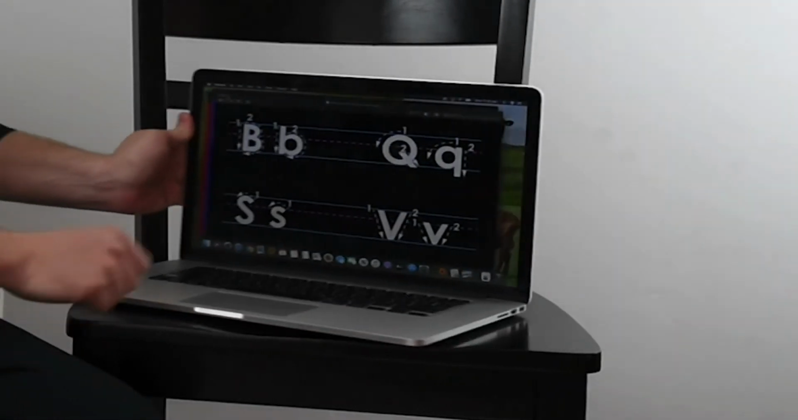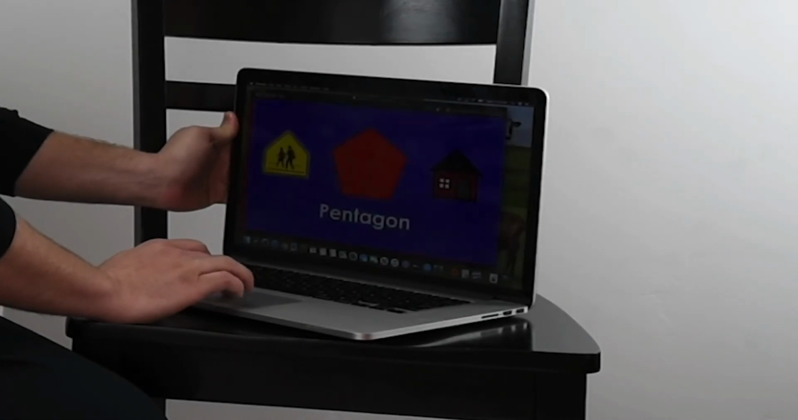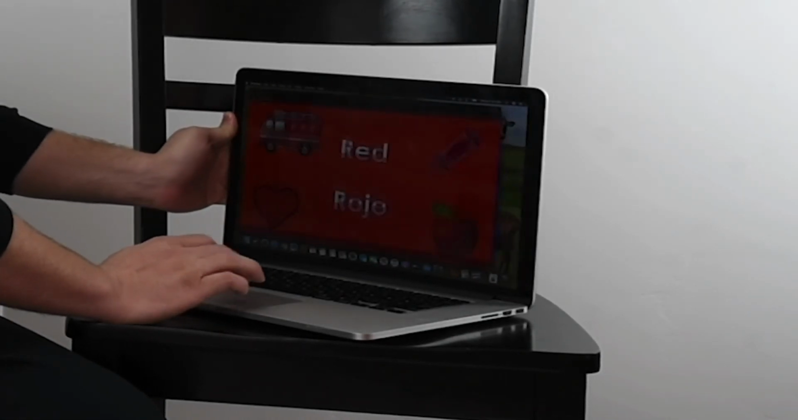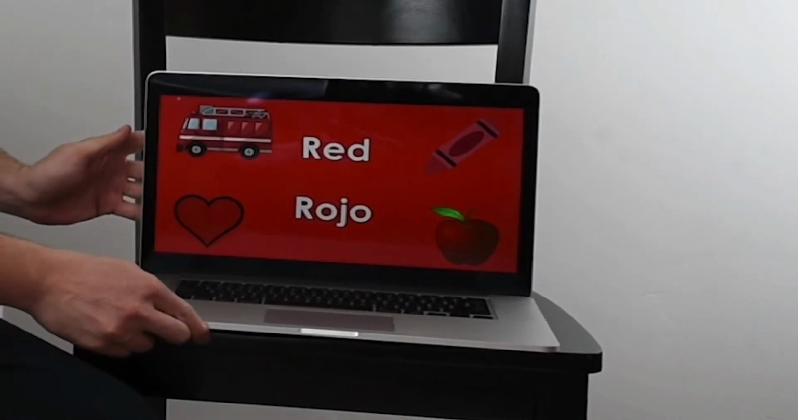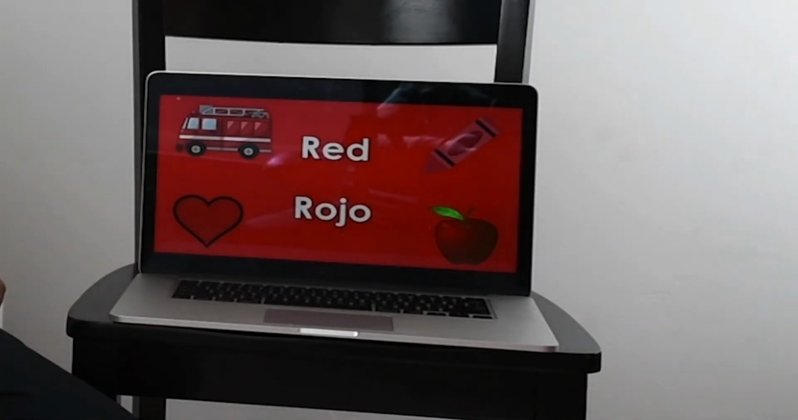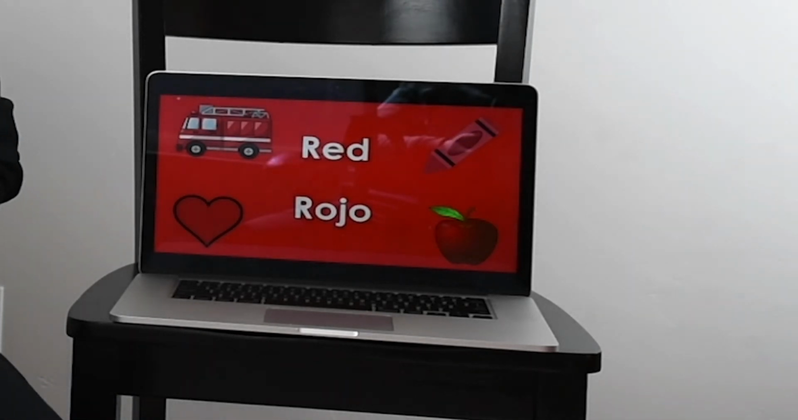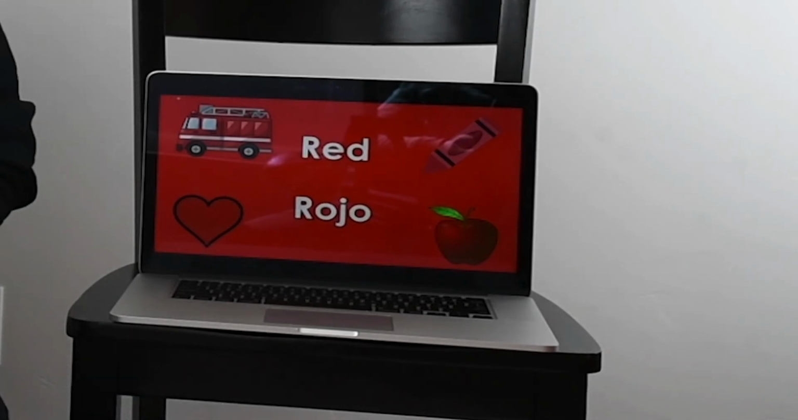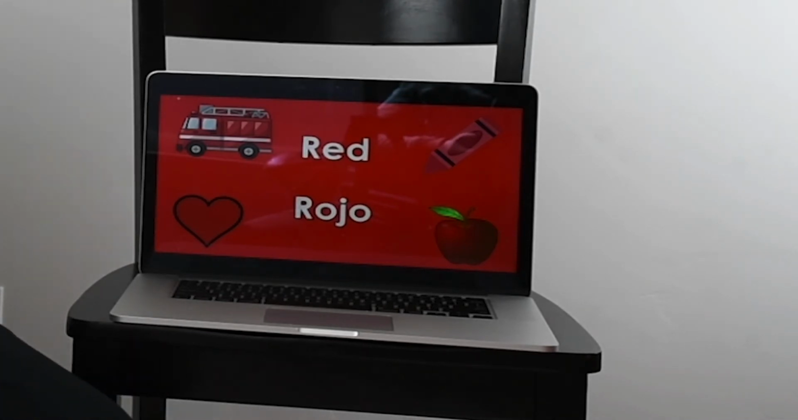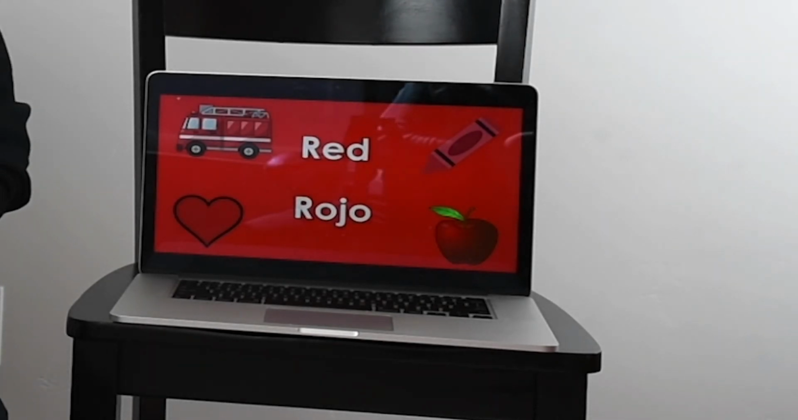Alright, the next thing we're going to go over is our color. Our color of the week is, yeah, you got it, red. Who knows what red is in Spanish, though? Rojo, that's right. Red is rojo in Spanish. Is red a primary or secondary color, guys? That's right, it's a primary because our primary colors are 1, 2, 3, red, yellow, and blue.